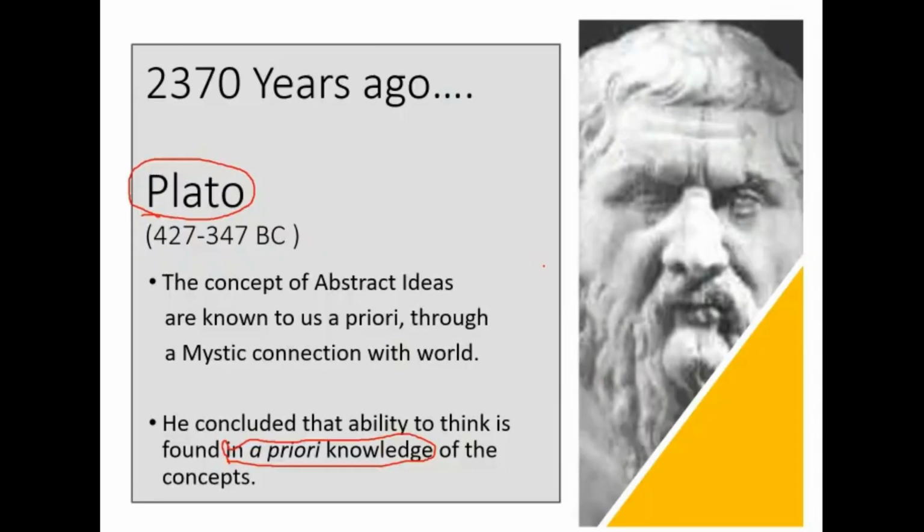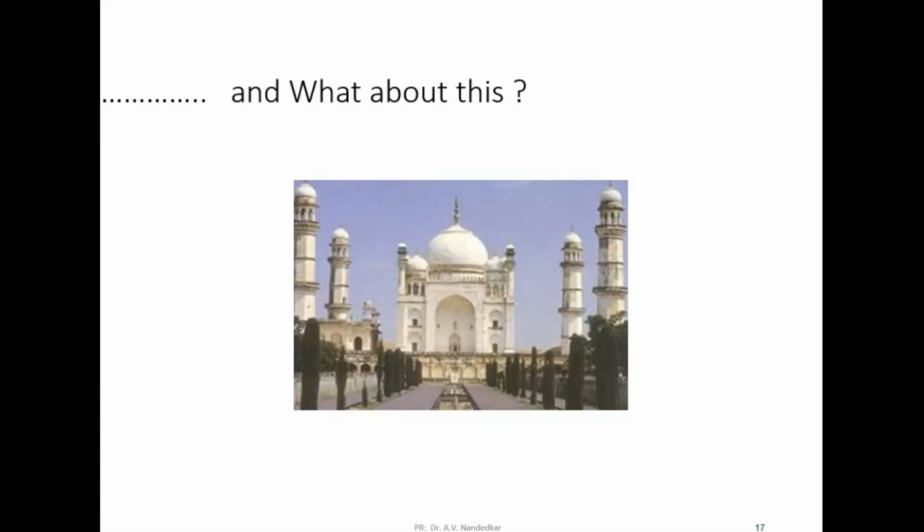So this was the concept given by Plato. You can imagine, in those days, no computers, nothing, but he could define what intelligence is 2370 years ago. So he said prior knowledge is the key for intelligence. Now, what is this?